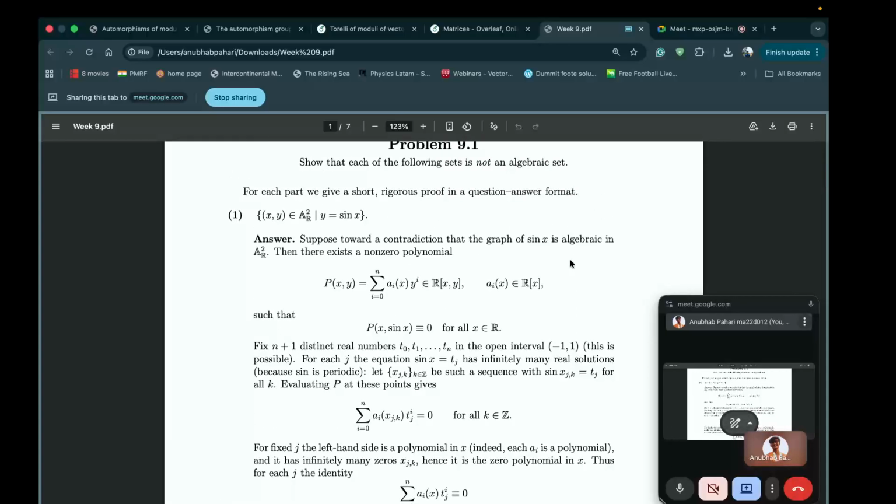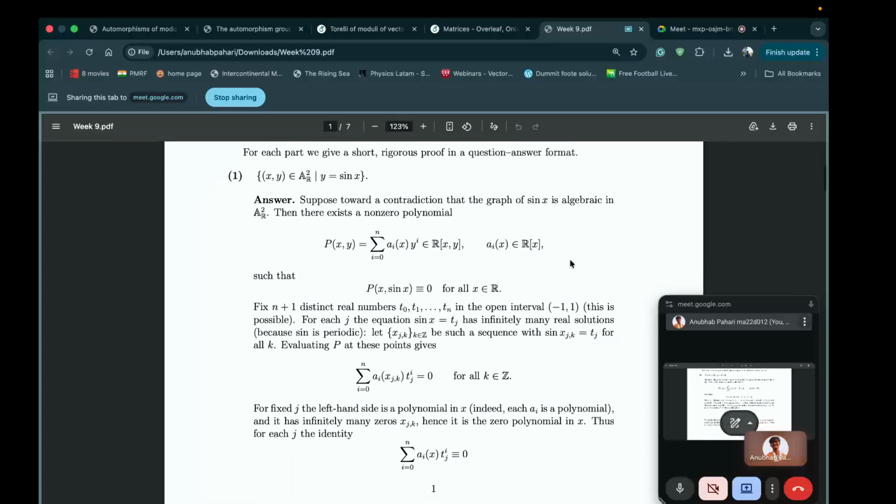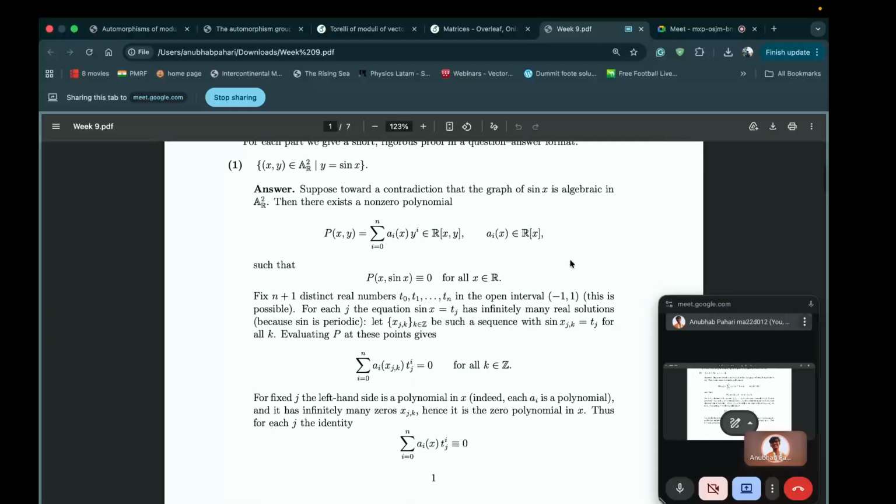The first one is given by the set of all tuples (x, y) in A^2 over R, that is affine space over R, such that y equals sin x. We have to show that it is not an algebraic set. Now the first answer is like this: suppose toward a contradiction that the graph of sin x is algebraic in A^2 over R.